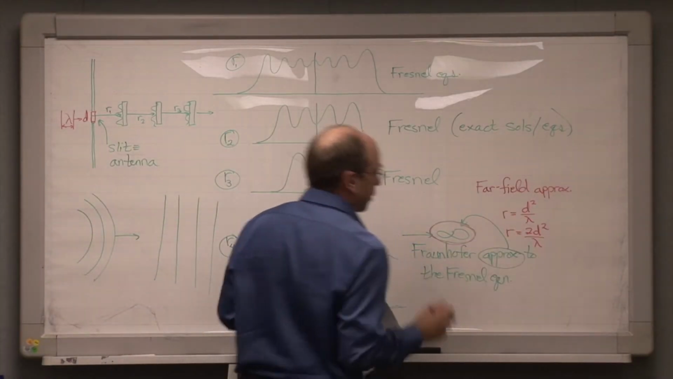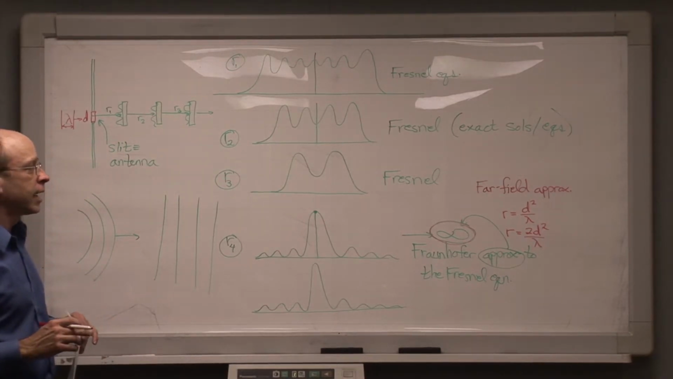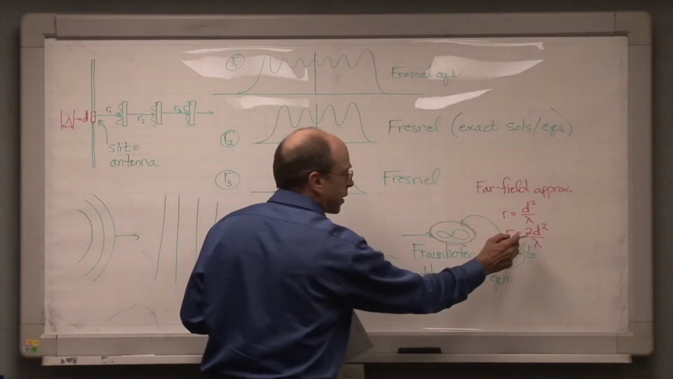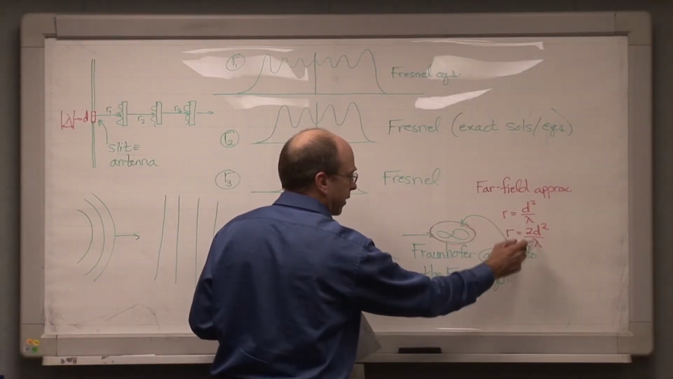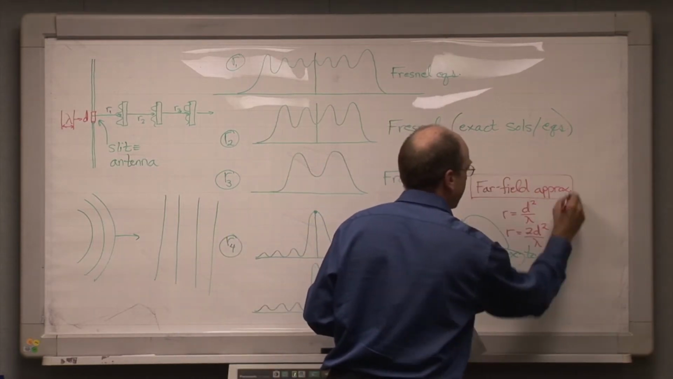So d squared over lambda or 2d squared over lambda. If you're doing a measurement and you need to get into the far field of an antenna, you could probably justify either of these. Any distance beyond d squared over lambda or 2d squared over lambda is probably going to be accepted by almost anyone as having been in the far field.